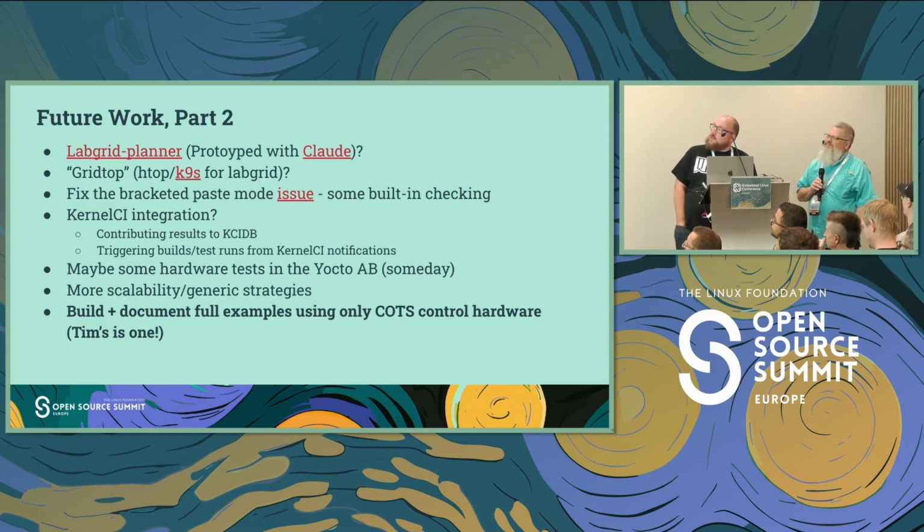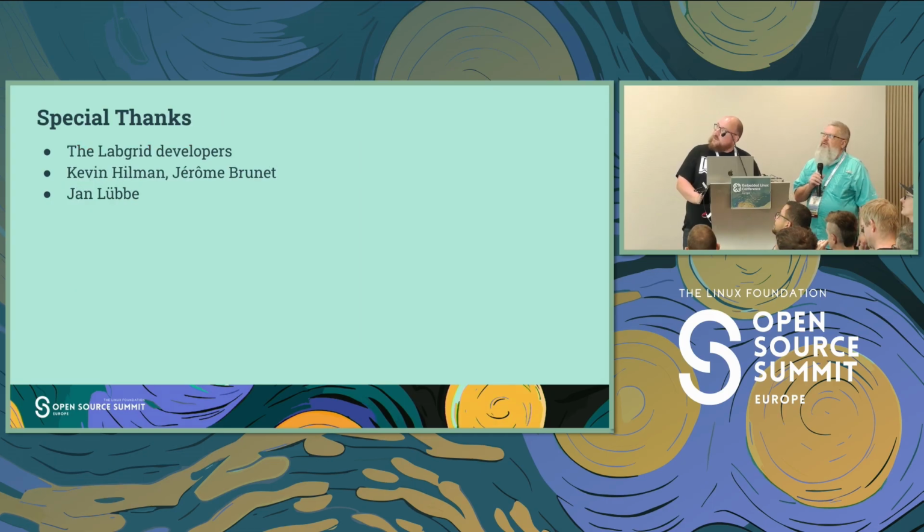And then obviously, as we mentioned, build and document full examples using COTS hardware. So all of you in the room can go spend $500 and have a nice automated setup on your desk. Yeah, so all my hardware is US-centric, right? But it should be more or less globally available.